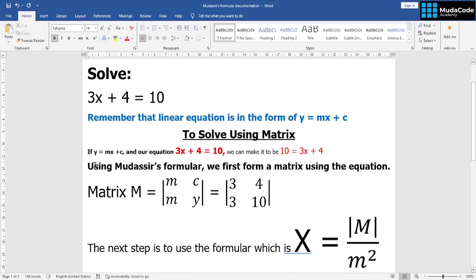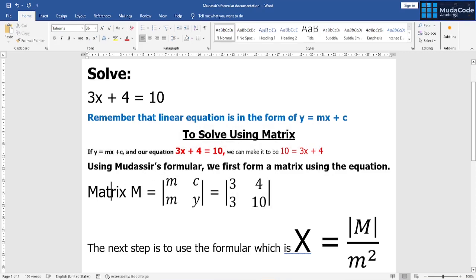We said if y equal to mx plus c and our equation is 3x plus 4 equal to 10, we can make it to be 10 equal to 3x plus 4. This 10 here is representing the y here, and the 3x here is mx here, and c is this one. So our slope m here is 3. I transformed the equation so that it looks like this one, so we can know how to create our matrix.